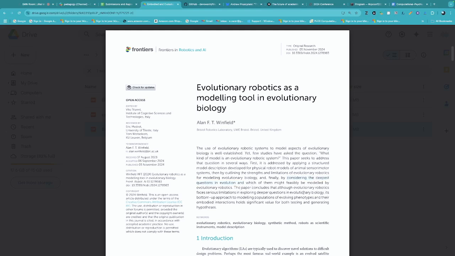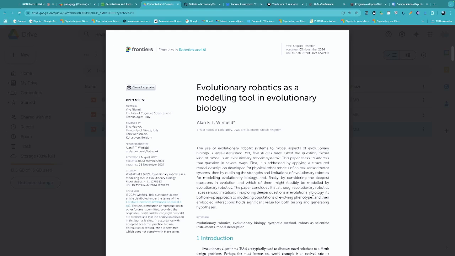This paper concludes that although evolutionary robotics faces serious limitations in exploring deeper questions in evolutionary biology, as one might expect, because it's hard to get a handle on very deep phylogeny and some of the questions related to that. In other words, we can model extant organisms and understand them because we can build good representations of that, but it's hard to build good representations of things that we don't really have good extant models of. It's kind of speculative at that point, but it's something that we can use as a tool.